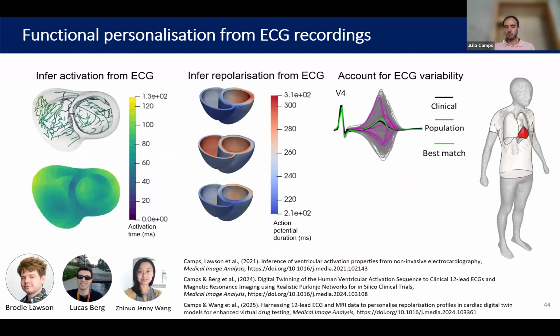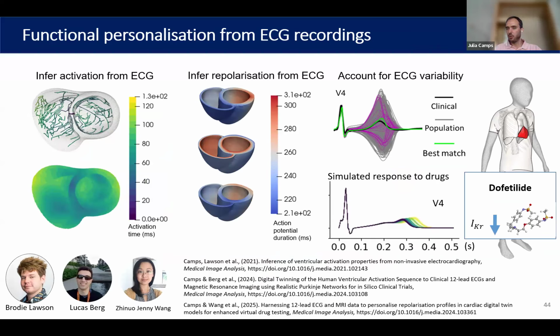So this is the entire pipeline at a glance, right? With the different paper references and my first co-authors and co-authors. Here, I have some pictures of them at the bottom.